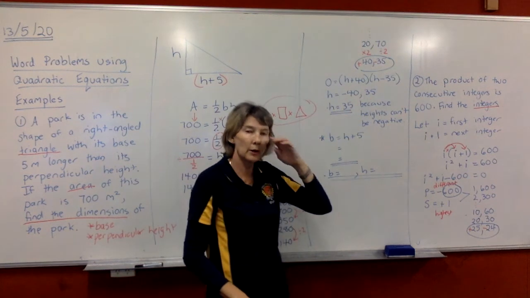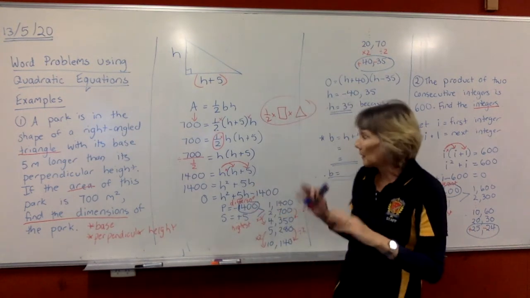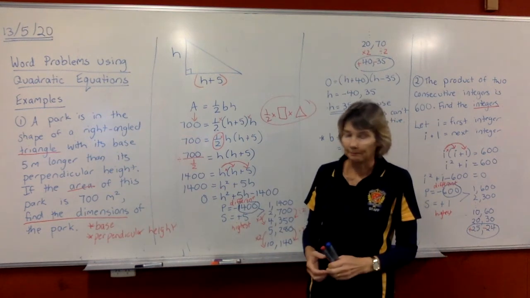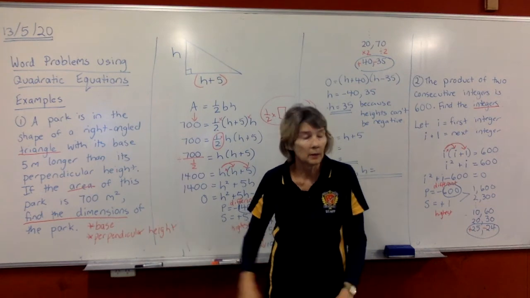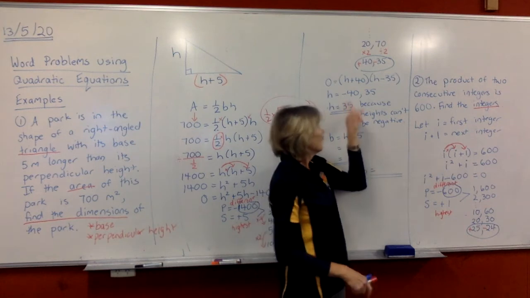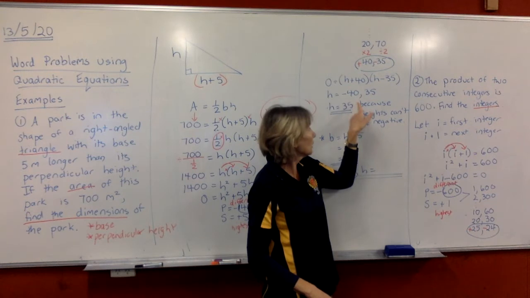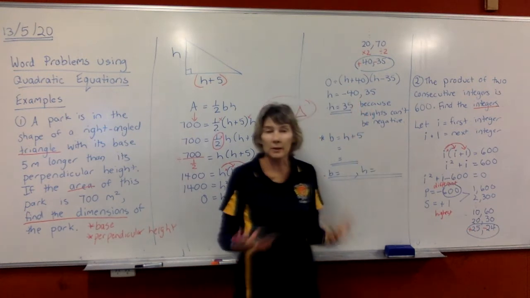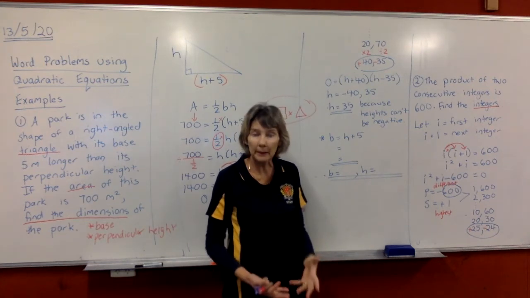Now, at this point, a lot of people think they're finished and they just go, h equals minus 40 and 35, full stop, I just solved an equation, I'm done. But you have not answered the question. The question wants the base and the perpendicular height. So the h we just found is the perpendicular height. You cannot have minus 40 for a perpendicular height. So if you end up with a negative number for anything that's a length, a breadth, a radius, height, whatever, it can't be negative, right?